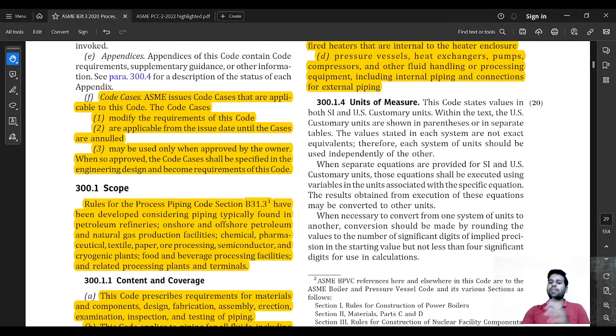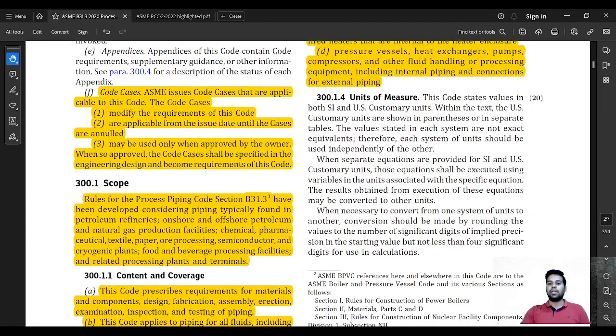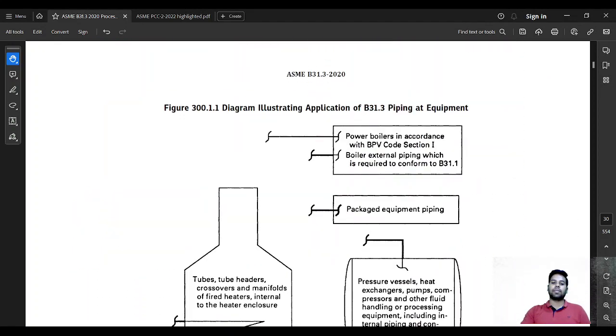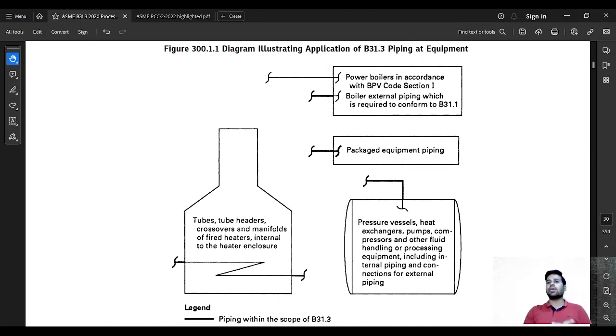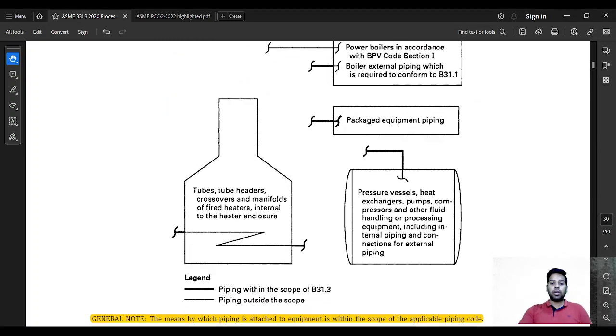Units, generally this is an American unit, so American units will generally be using United States customary units, but again conversion for SI units is also given in most cases. So this is a diagram that basically illustrates what is going to be the scope of your ASME B31.3. So tubes, header, crossover and manifold of fired heaters internal to the heater enclosure are not covered by B31.3, but external to that is covered with B31.3.